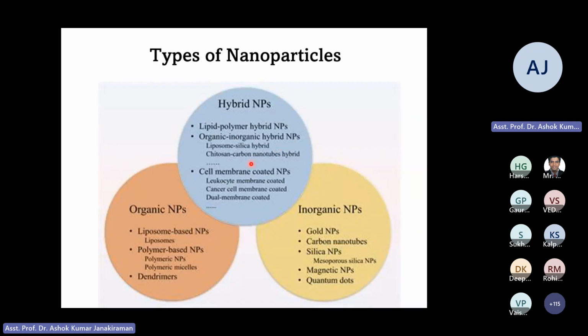Then we have carbon-based nanoparticles. The carbon-based nanoparticles have unique physicochemical properties. They are inert in nature. They get dissolved in our body itself. So we have three different types of nanoparticles. We can classify them based on the physical and chemical properties.